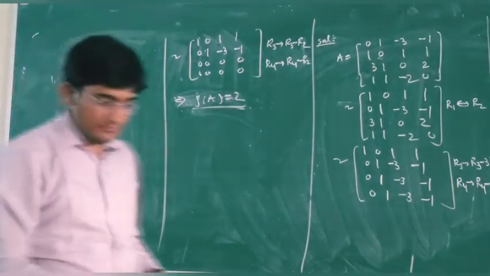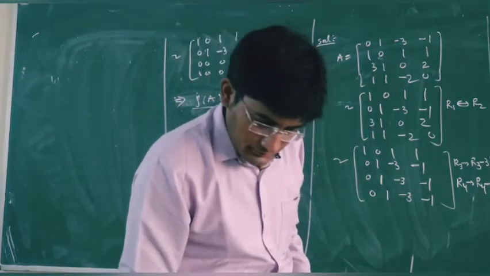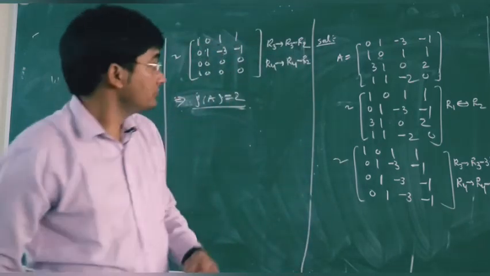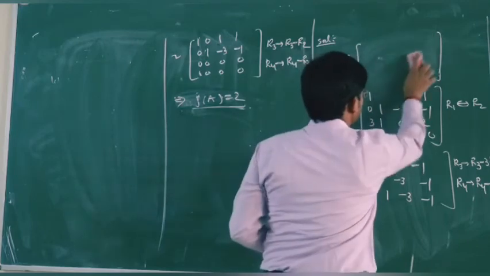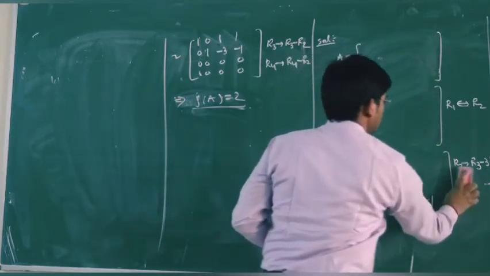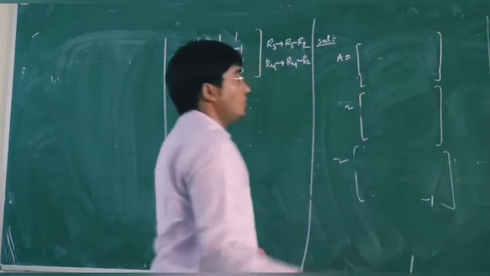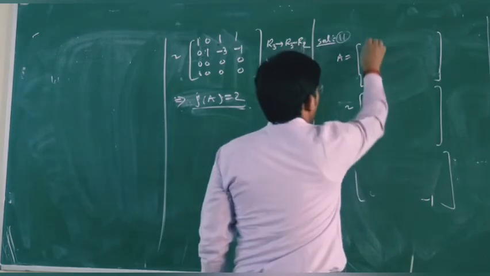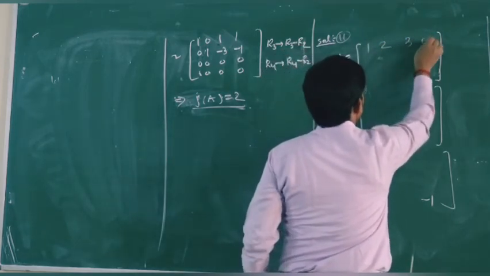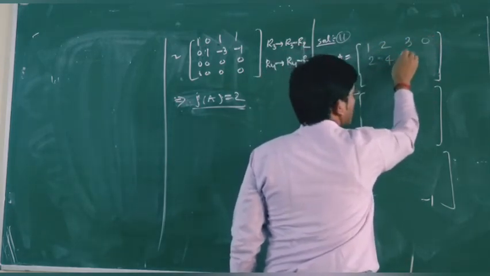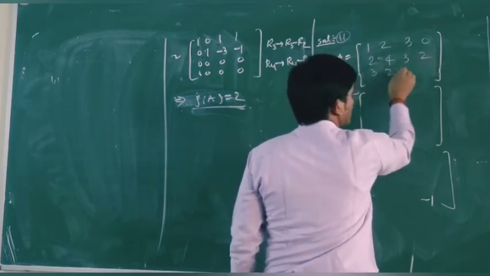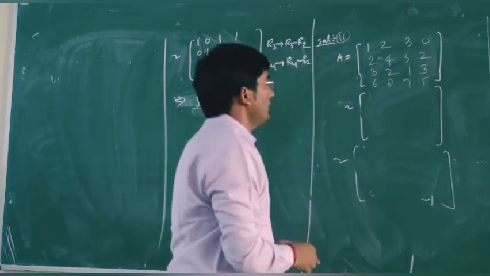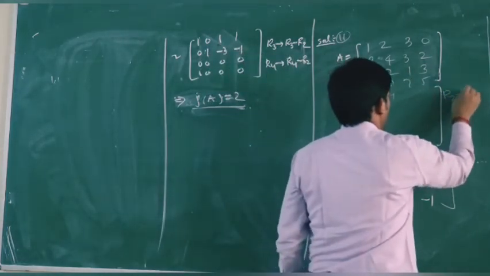Then the next question. For the second question, we have 1, 2, 3, 0, 2, 4, 3, 2, 3, 2, 1, 3, and then 6, 8, 7, 5. Now, R2 minus R1.